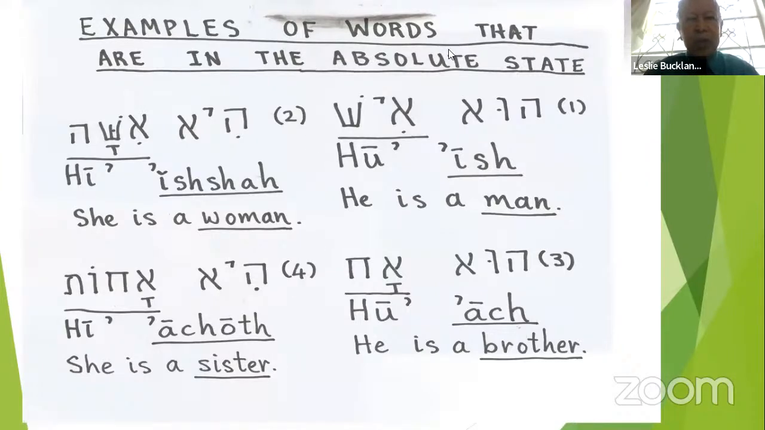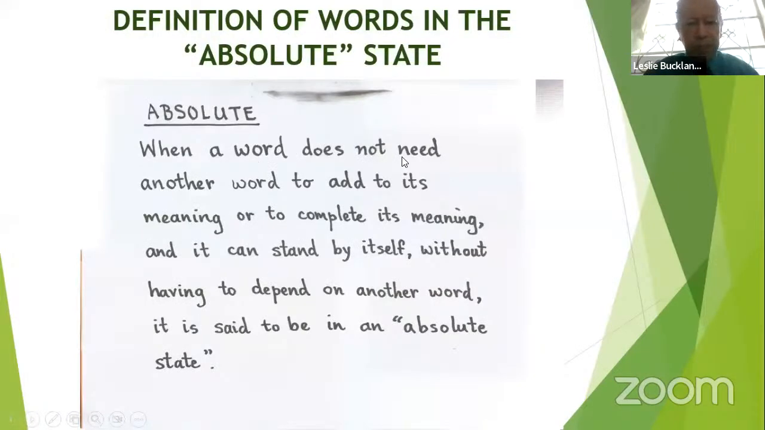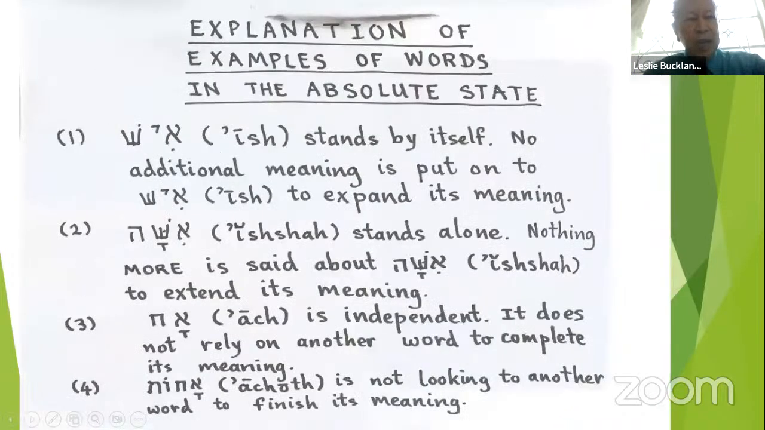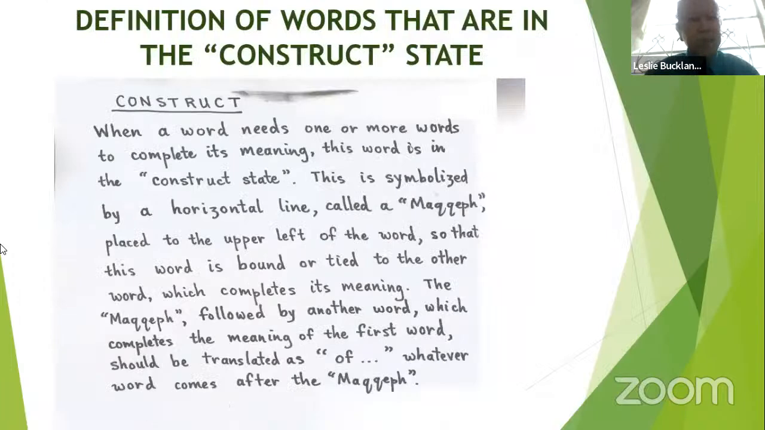So when you have a noun in the Hebrew language that stands by itself without any further explanation of that noun, the noun is in the absolute state. One more time, when a word does not need another word to add to its meaning or to complete its meaning, and it can stand by itself without having to depend on another word, it is said to be in an absolute state. So that's the idea that I want you to get. We're now moving on to the second idea.